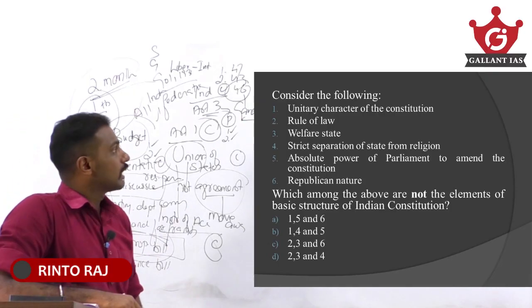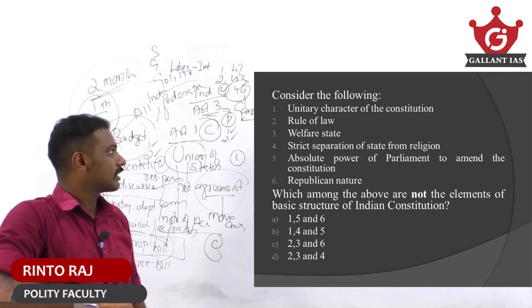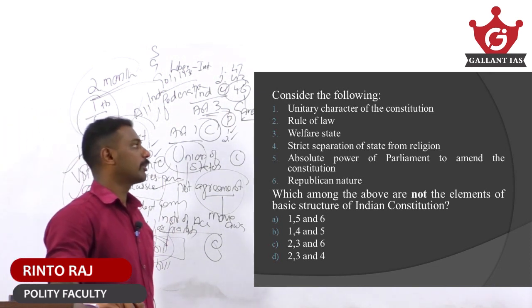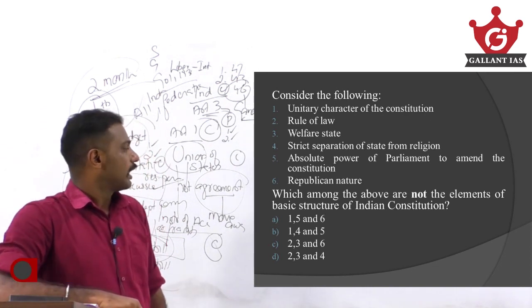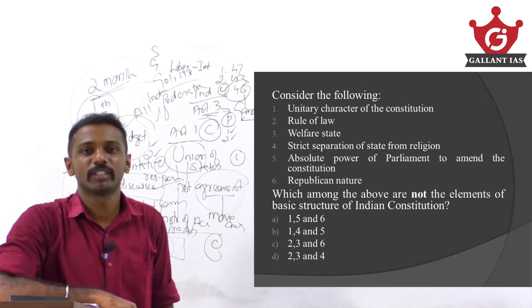Consider the following: the unitary character of the constitution, rule of law, welfare state, strict separation of state from religion, absolute power of parliament to amend the constitution, republican nature. Which among the above are not the elements of basic structure of the Indian constitution?